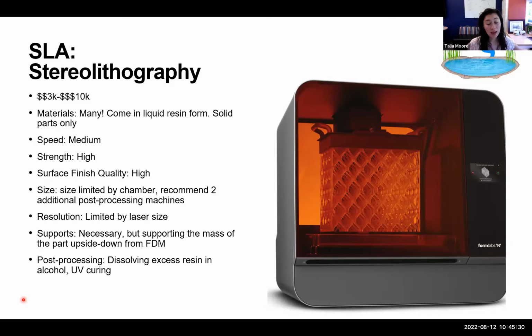With SLA, you cannot print hollow parts. They have to be solid, and we'll talk a little bit more about why later. The other thing about resin printing in general is it can be a little bit wasteful because you have to fill an entire tank with resin, and you're never going to be able to use that all up. So there's always going to be a little bit of waste there.